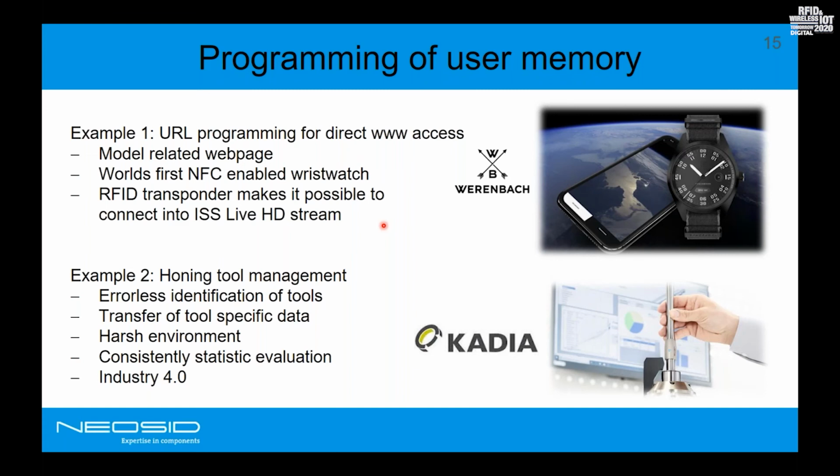Another example is honing tool management, which I mentioned before. The company Cadia included our 4 mm transponder to realize errorless identification of tools. They transfer tool-specific data stored in the transponder up to the control system. They work in a very harsh environment in the production line and offer consistent statistic evaluation, and this is a good example for Industry 4.0.